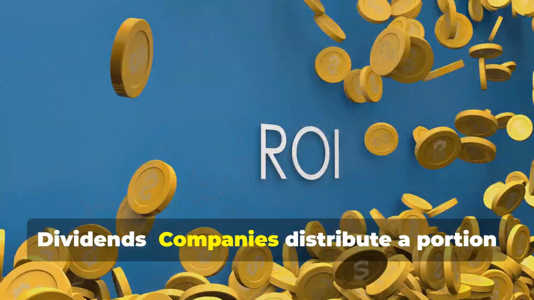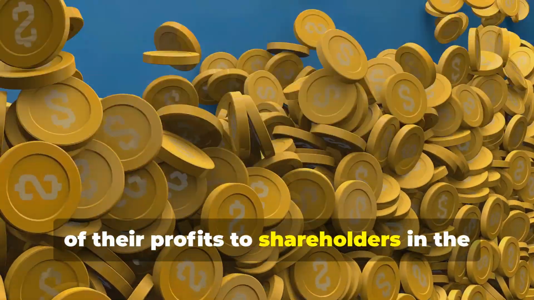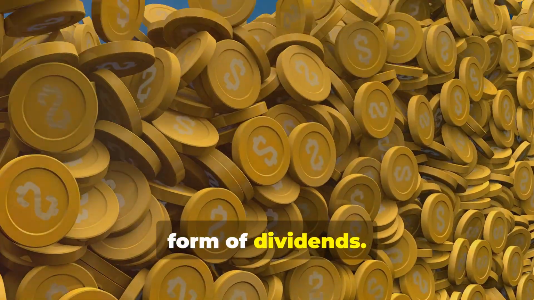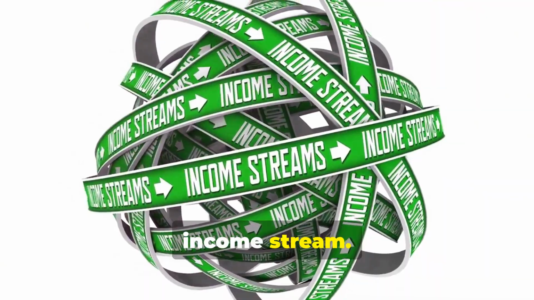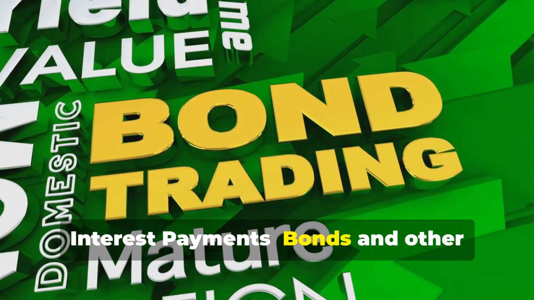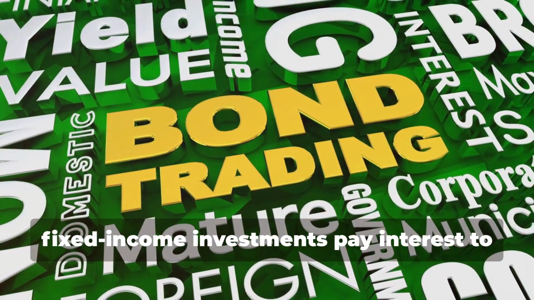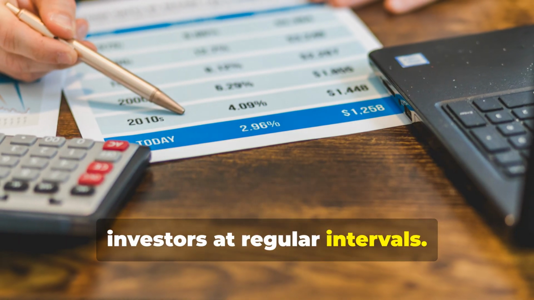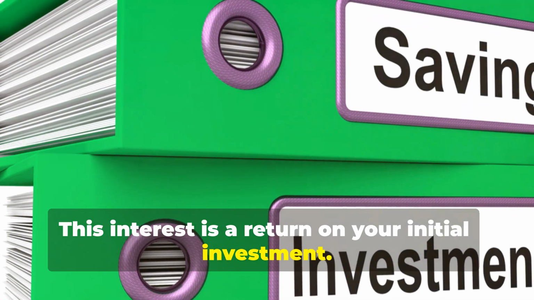Dividends. Companies distribute a portion of their profits to shareholders in the form of dividends. These payments can provide a steady income stream. Interest payments. Bonds and other fixed income investments pay interest to investors at regular intervals. This interest is a return on your initial investment.